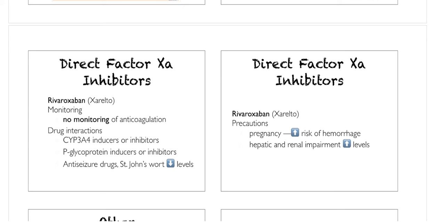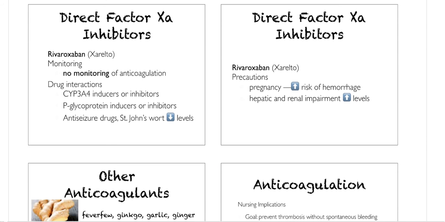Rivaroxaban, we want to give cautiously in patients who are pregnant. We'd prefer to give them something else instead that is safer to give because there is a potential increased risk of hemorrhage. And then also, if they have any form of hepatic or renal impairment, this kind of goes for most medications. Hepatic is going to be, the liver is going to be metabolizing medication, and the kidneys are going to be the ones excreting the medication out into the system. So if either one of these are impaired, we're going to have an increase in levels in the blood, leading to a potential for increased effects from the medication.